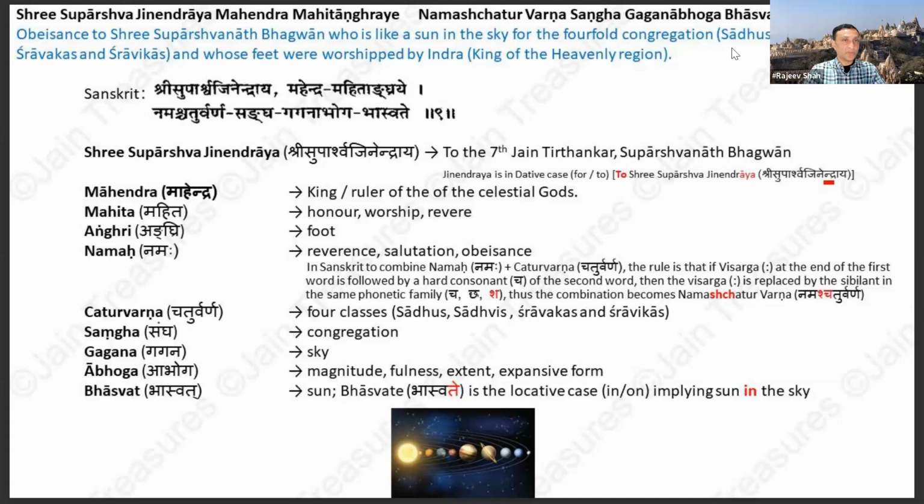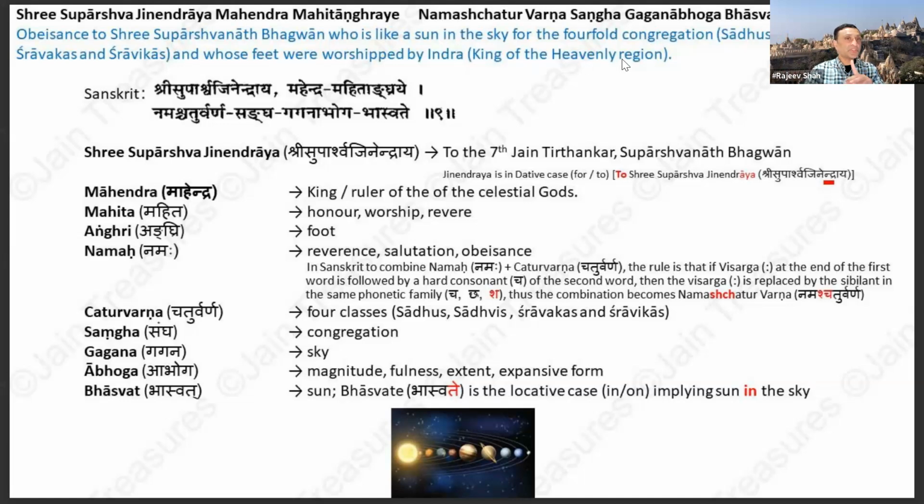It's giving an indication, and what this indication is, it's like a comparison. We know that for our livelihood, we cannot survive without the sun. So it's giving an example that even the sadhus, sadhvis, shravaks, and shravikas cannot survive without the Tirthankar Bhagwan. So Suparshvanatha Bhagwan is like a sun in the sky for the entire Tirth, whose feet were worshipped by the Indra, king of the heavenly regions.